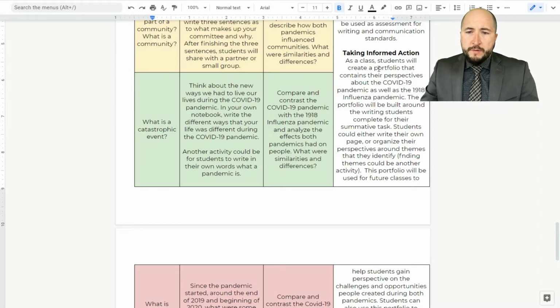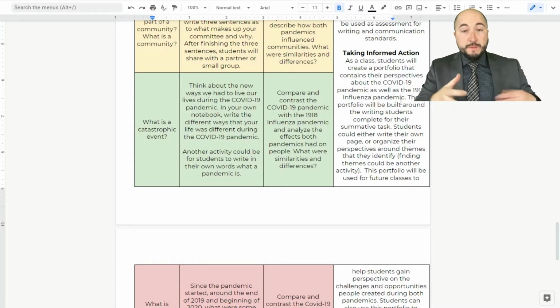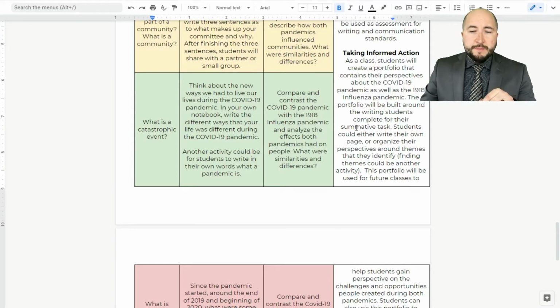So to remind you, as a class, students will create a portfolio that contains their perspectives about the COVID-19 pandemic, as well as the 1918 influenza pandemic. I really want students to create something that will actually be used for a future class. And I go on explaining that here.